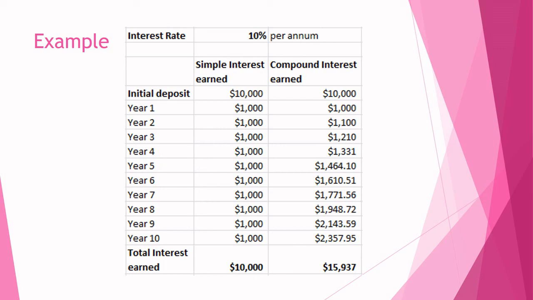Okay, class, so we have here another example, class, of comparing the simple and compound interest. So the simple interest at year 10, ang total interest earned is $10,000. However, sa compound interest, maka-earn ta after 10 years with $15,937. So mas dako gyud ang compound na makuha kaysa simple interest.